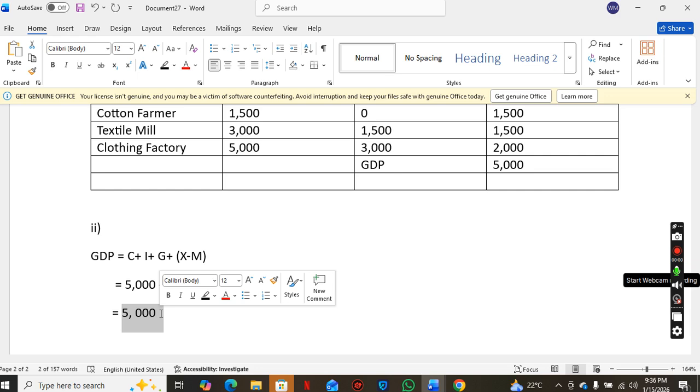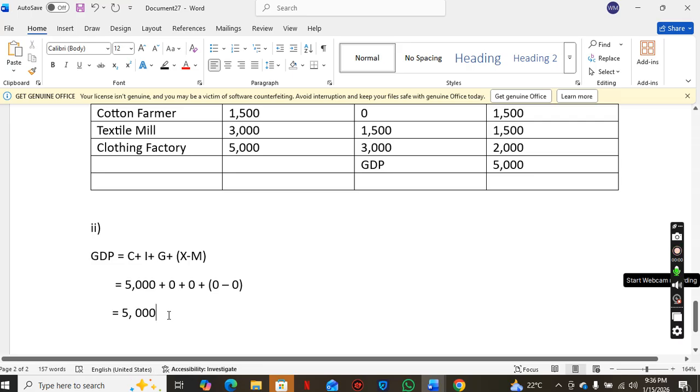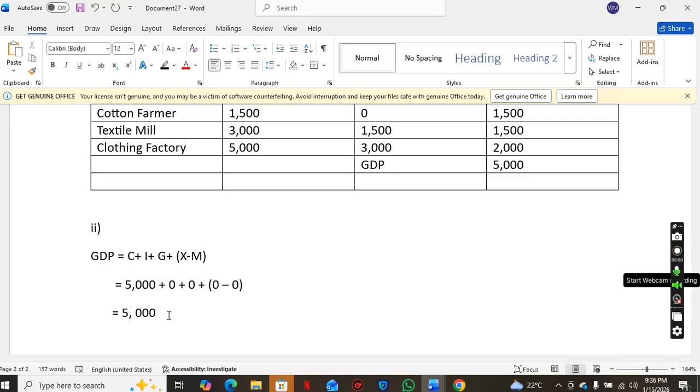Can you just repeat again? Repeat where, sir? Be specific. You're saying the GDP, since we haven't been given the others, so we're going to only go to the... Yes, we only focus on the consumer spending on what has been produced in that economy, which is shirts.